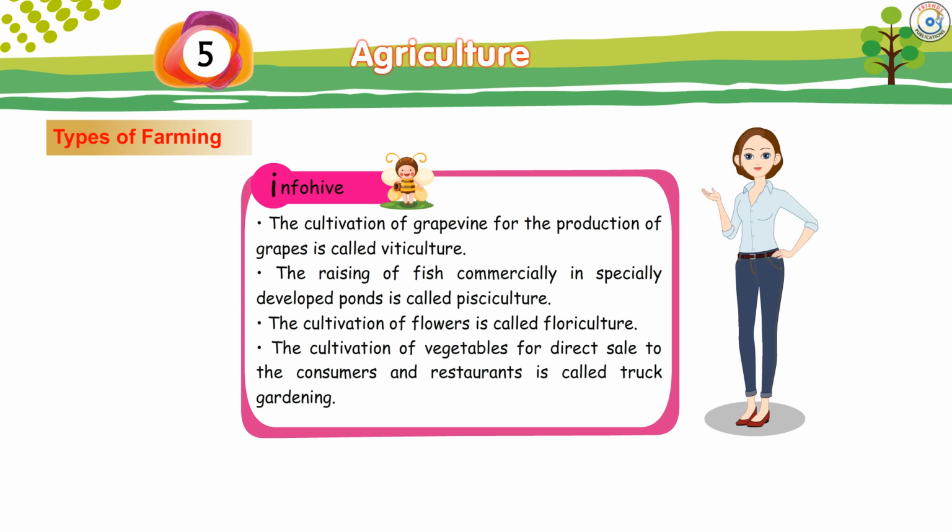Info hive. The cultivation of grape vine for the production of grapes is called viticulture. The raising of fish commercially in specially developed ponds is called pisciculture. The cultivation of flowers is called floriculture. The cultivation of vegetables for direct sale to consumers and restaurants is called truck gardening.